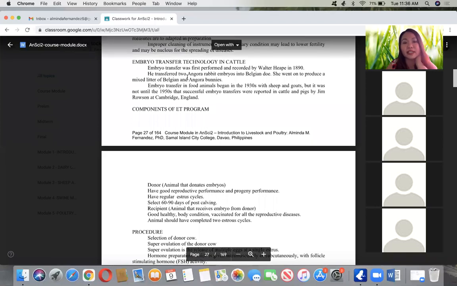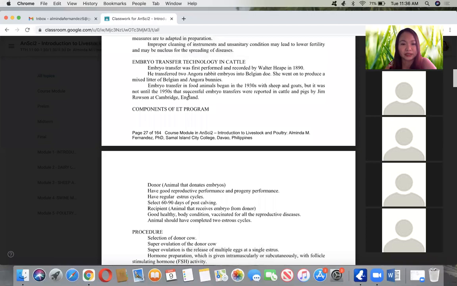So, embryo transfer was first performed actually in 1890 by Walter Heape. He transferred two Angora rabbit embryos into a Belgian doe and produced a mixed litter of Belgian and Angora bunnies.